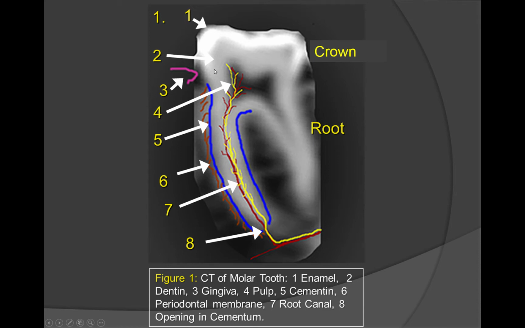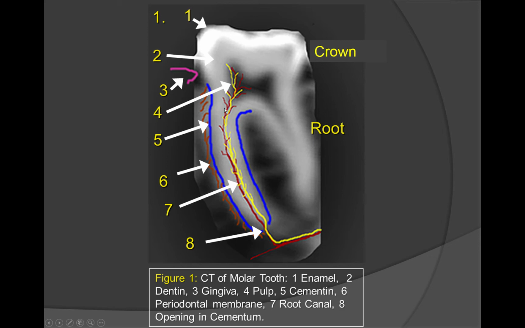Below the gum line, the dentin of the root is covered with a thin layer of cementum rather than enamel. Cementum is hard, bone-like substance to which the periodontal membrane attaches, or the periodontal ligaments. These keep the tooth in place within the bone of the mandible and maxilla.